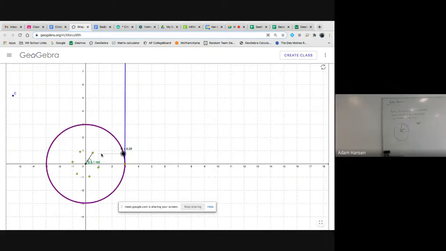A little over 6. About 6.28. In terms of pi, what would 6.28 be equal to? How many pi's are there in 6.28? 2. It takes 2 pi radiuses to wrap around the circle.